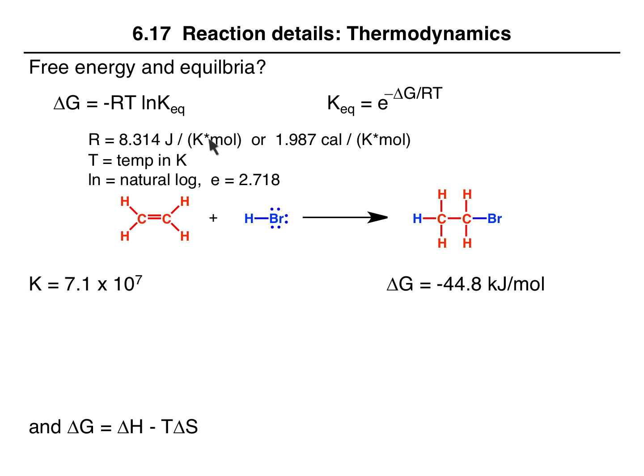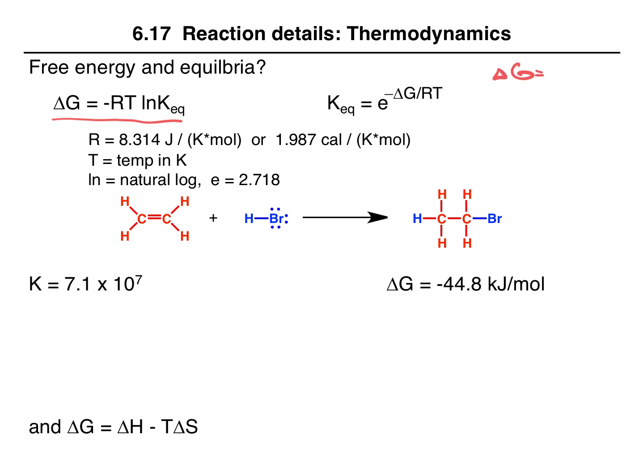8.314 joules per Kelvin per mole, or this can be in calories. T is the temperature in Kelvin. Ln is the natural log rather than the logarithm. This is the natural log where e equals 2.718. This is a button on your calculator that you can punch in. Let's take a closer look at this equation.